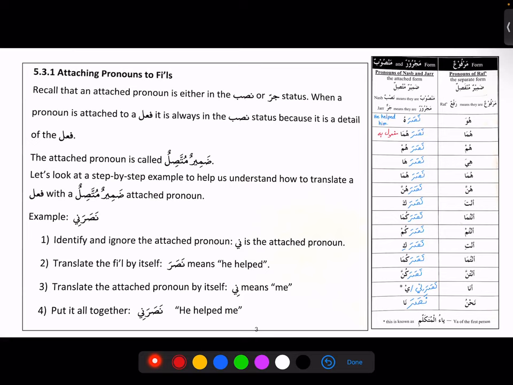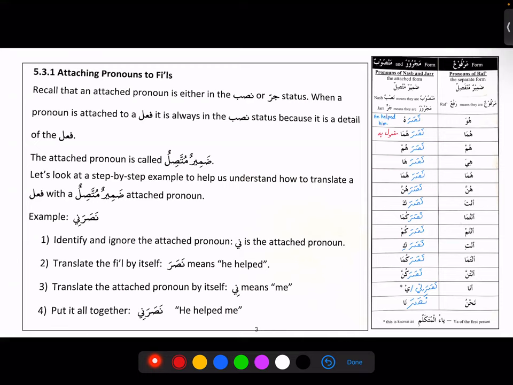Exactly, house. So Baiti is an ism and I can attach "na" with it, or any pronoun: baituhu, baituha, baituhuma, and baituna, baiti. So now I'm getting an idafa fragment. This is the example that an attached pronoun can attach to an ism. What is the example that an attached pronoun can attach to a fail? This is what we are going to learn today. So what is the example that an attached pronoun can attach to a harf?